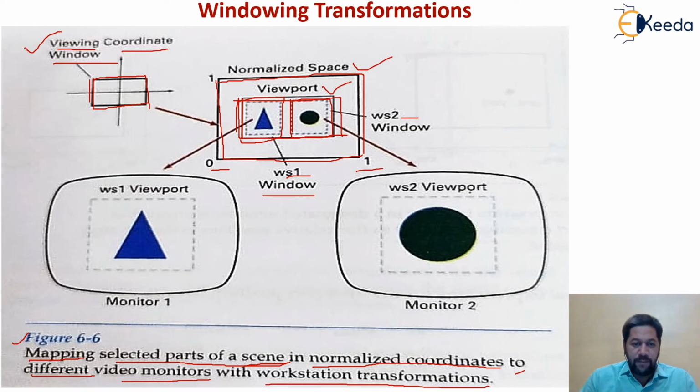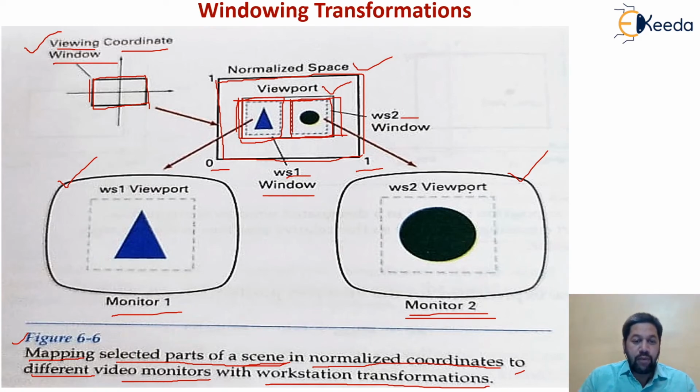One part means 50% of the scene I want to display on my monitor 1, and 50% I want to send to monitor 2, meaning this part I want to display over here. So this is my monitor screen, which indicates that I'm working on my screen coordinate system, or device coordinate. This is also my monitor 2, again my screen coordinate system, or device coordinate system. Getting me?